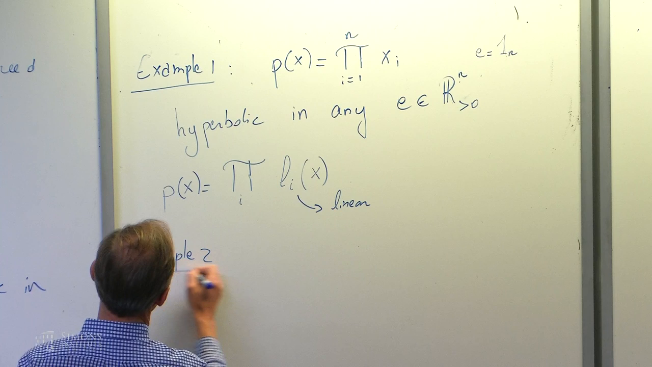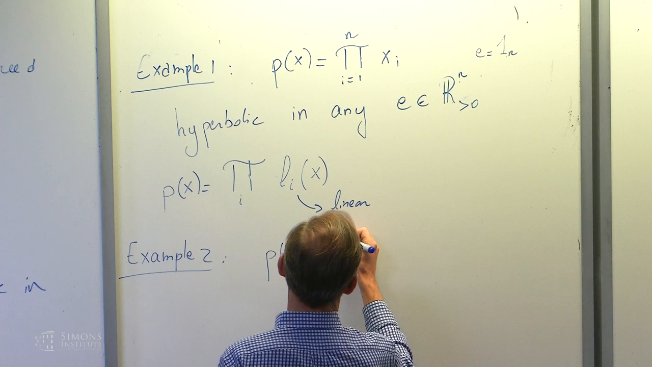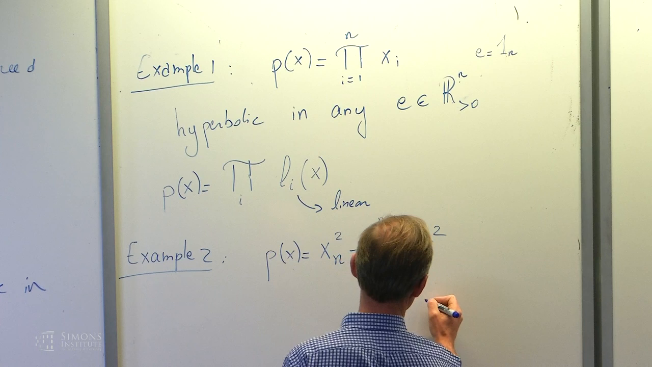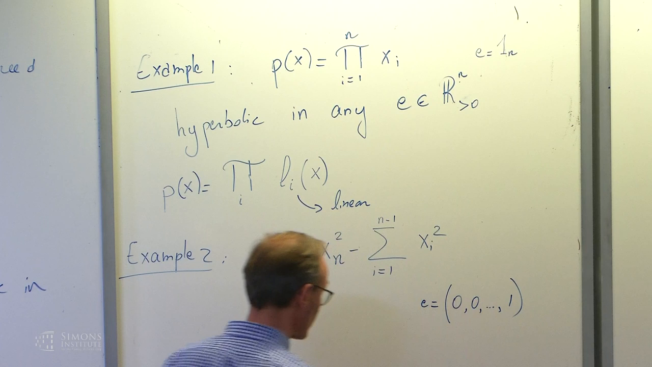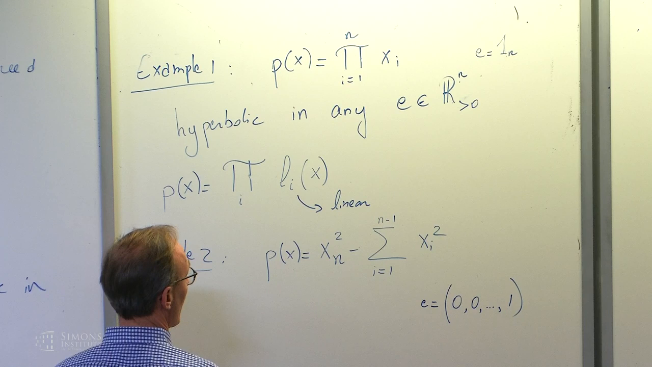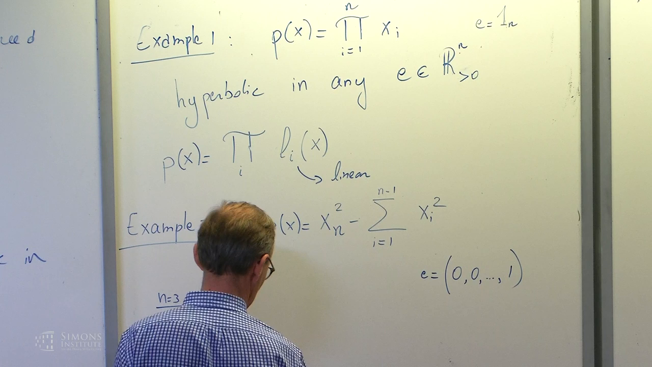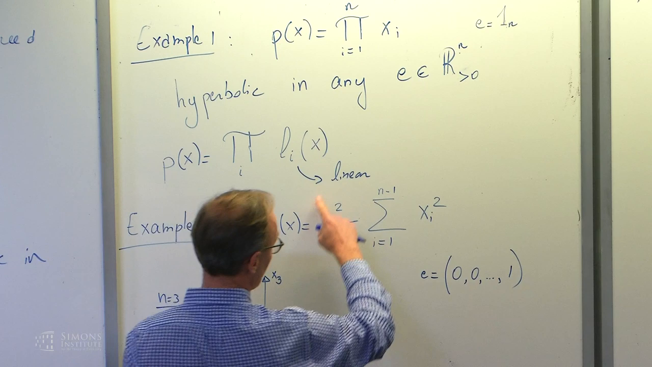Let me give you another example. Let me take P of X to be X n squared minus the sum over i from 1 to n minus 1 of the X i squared. And let me take as direction E the direction that's all zeros except the last coordinate being 1. And so, for example, when n is, let's say, 3, the picture would be the following. You have, let's say, x3, and so if you look at the zeros of this, you get.